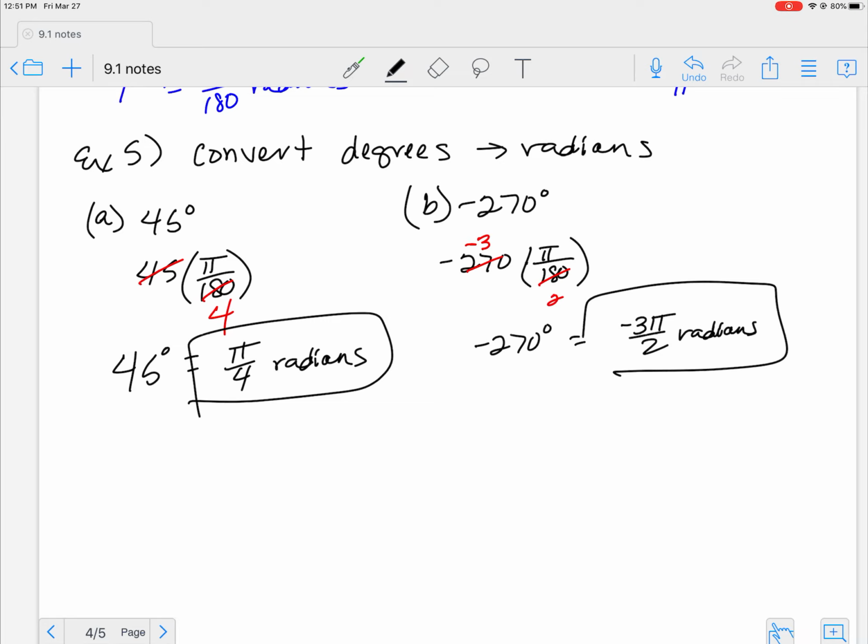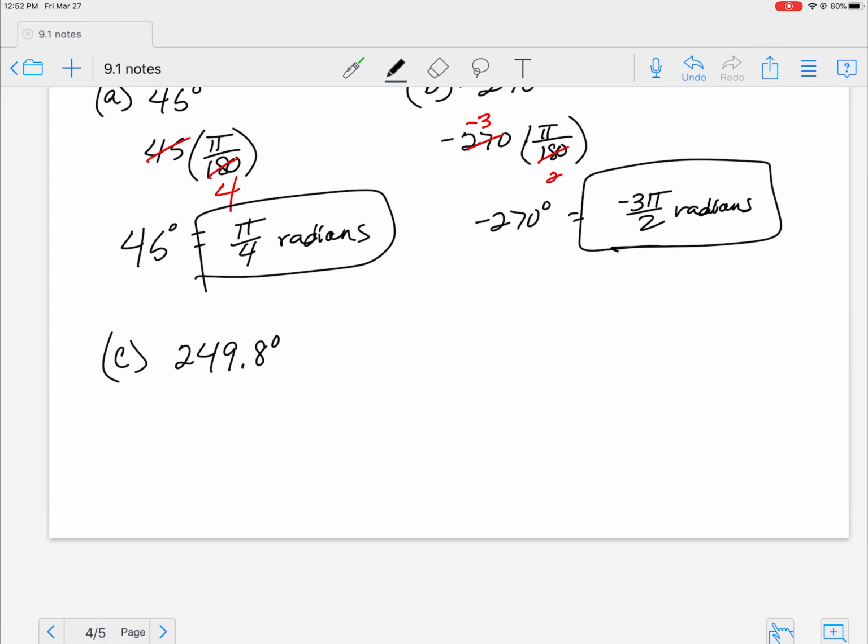Negative 270 degrees is equal to negative 3 pi over 2 radians. Now I'm writing out the word radians here just because we're doing this, but normally you would just write negative 3 pi over 2. So those are nice little easy ones. Well, what happens if you don't have a nice little easy one?